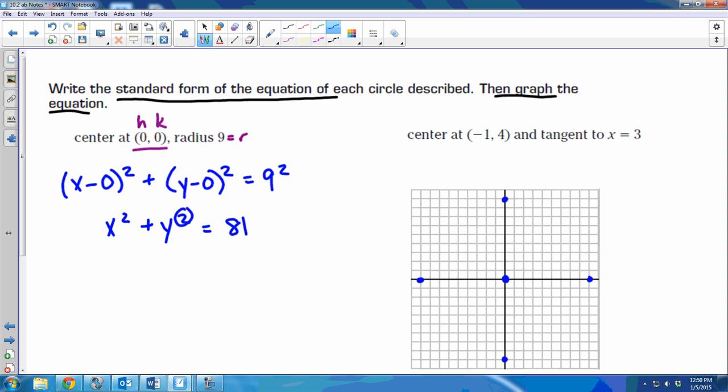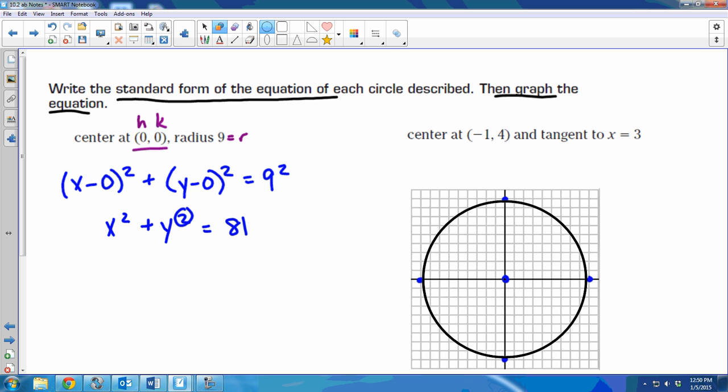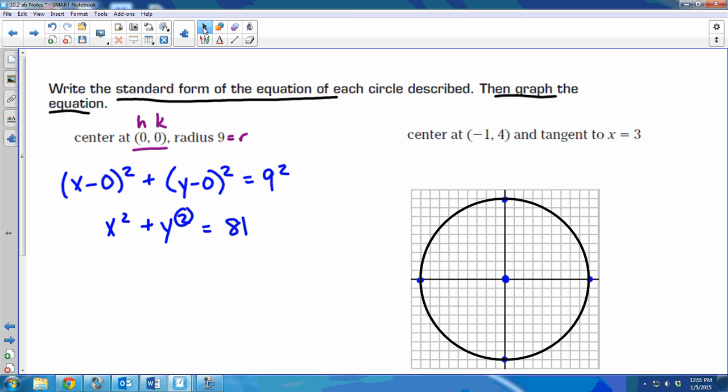Be careful, the radius is just 9, even though in the equation it says 81. The radius is still 9. And then you're going to make a circle instead of a square, and I'm going to cheat because I'm going to use the circle tool. If you have a compass, you can make a perfect circle on your paper. Otherwise, freehand it, just don't draw a square. It's okay, as long as I know it's not a square.